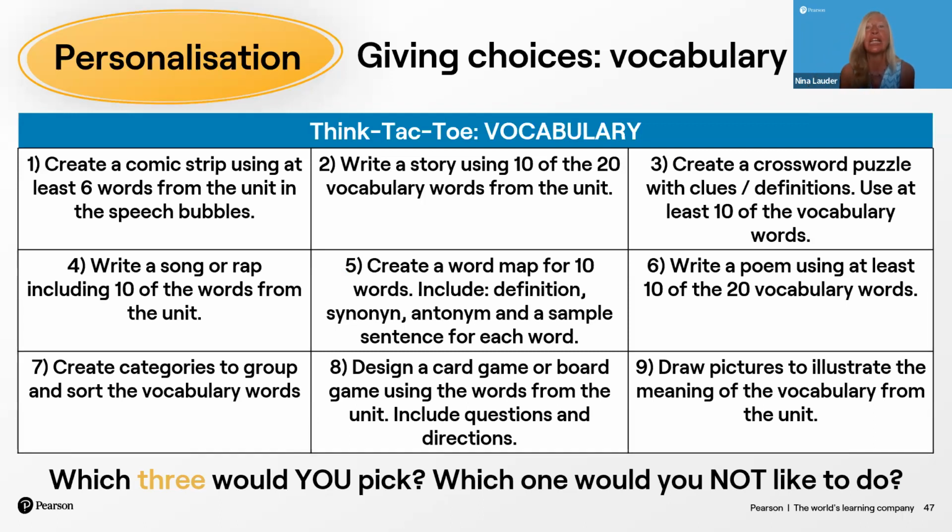think-tac-toe. So in this case, what you're doing is a vocabulary activity, obviously with students who are maybe a bit older. And what you do is you say, okay, you have to pick one of the options for homework, or you have to pick 3 in a row for homework, or work in a group of 6. You have to pick 3 in a row and each pair does one of the tasks.